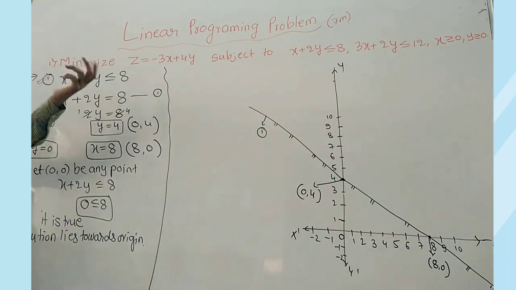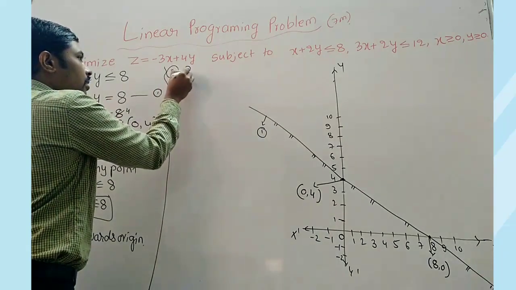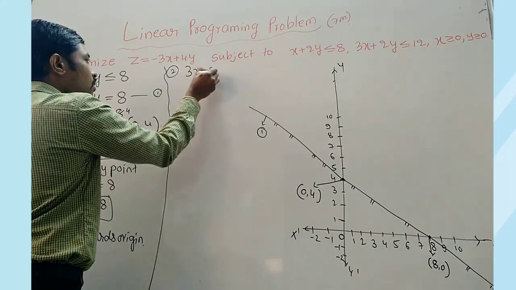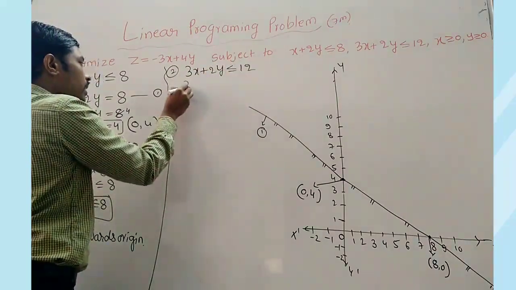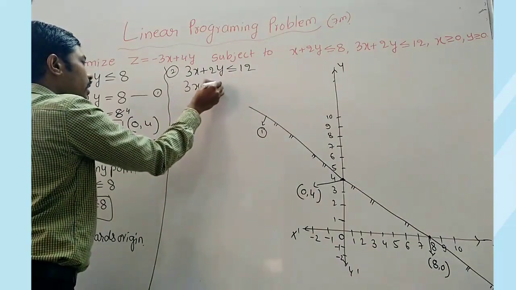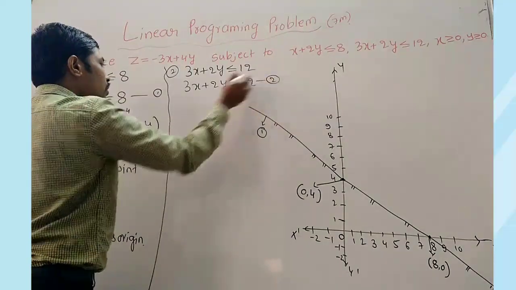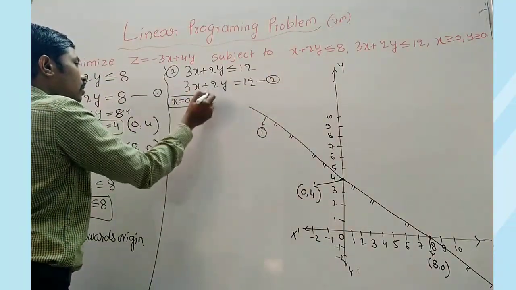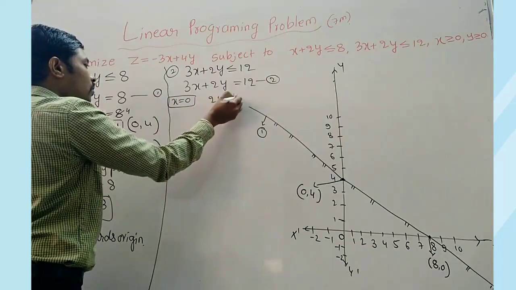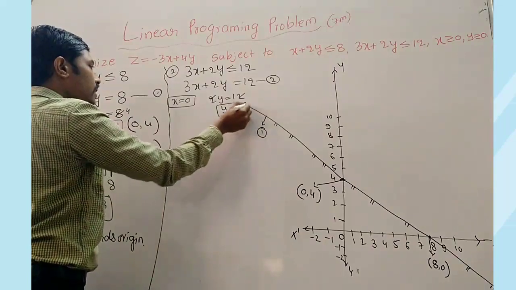What is the second condition? Yes, very good. The second one is 3x plus 2y less than or equal to 12. So again, the same procedure. Call this equation 2. Substitute x equal to 0. What will you get if I substitute x is equal to 0? 2y is equal to 12, so y is equal to 6.